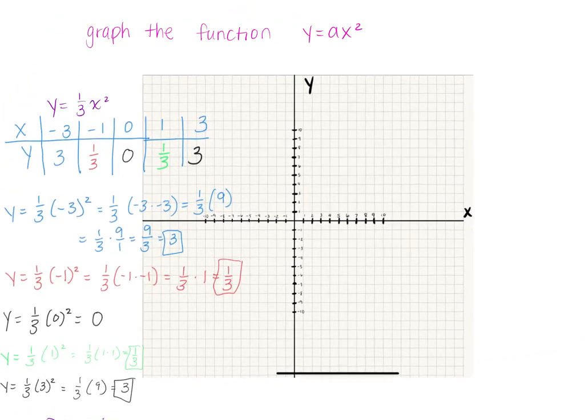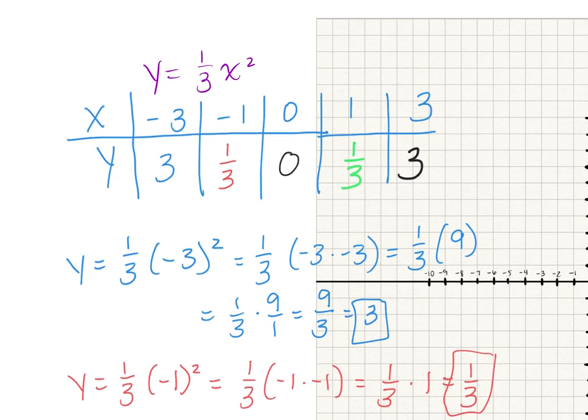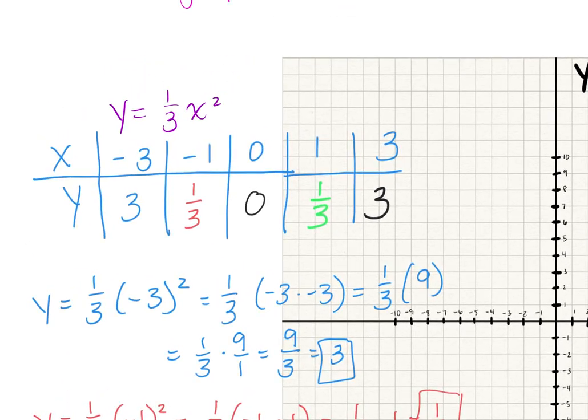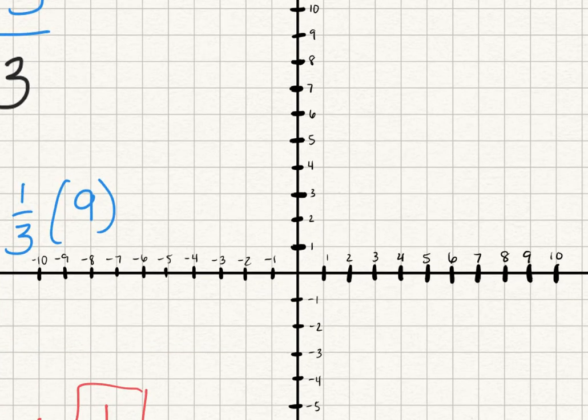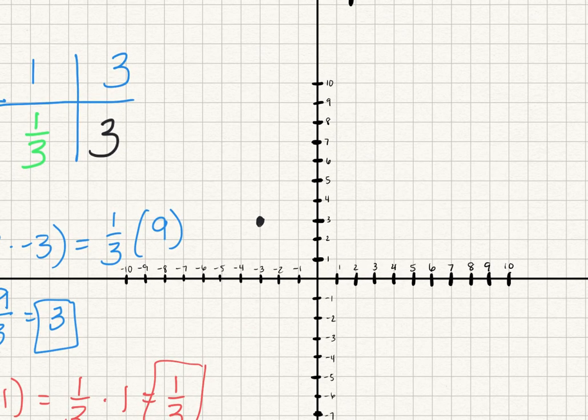We've got at -3 in the x direction, our first point is y equals 3. So let's go -3 in the x direction and then up 3 in the y direction. So right here. I want you guys plotting this with me. If you don't have graph paper, just do your best on line paper. So here's our first point.